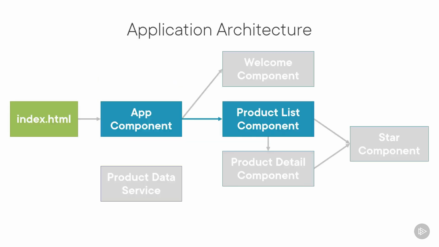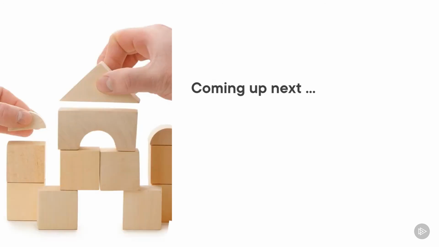And here, once again, is our application architecture. In this module, we finished more of the product list component, but it could be better. Next up, we'll see several techniques for improving our component.